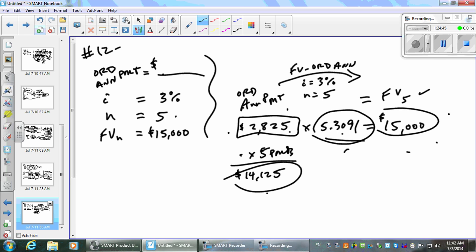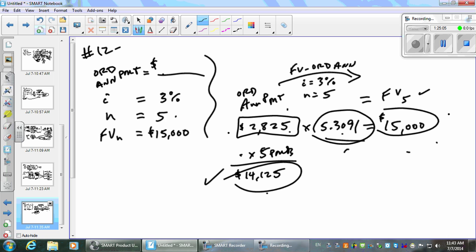14,125 becomes 15,000. That's a lot more credible than a 3% interest for a short period of time. As far as how you set it up and what we had or didn't have, the answer would be 2,825. And then for that second one, you said something different.